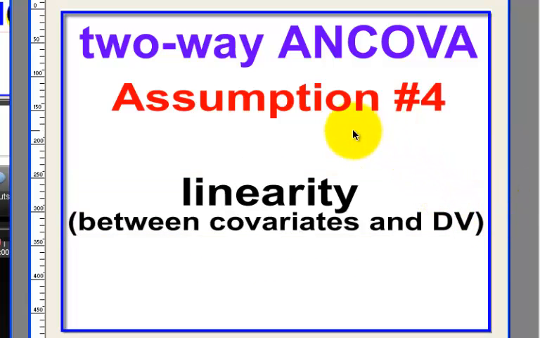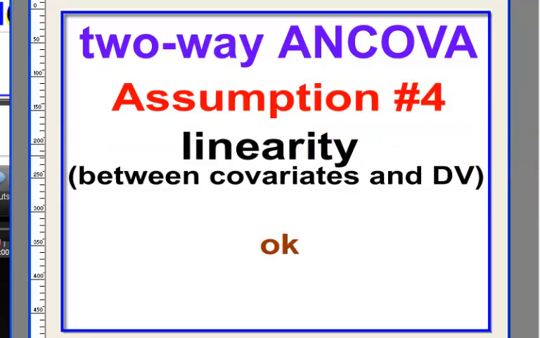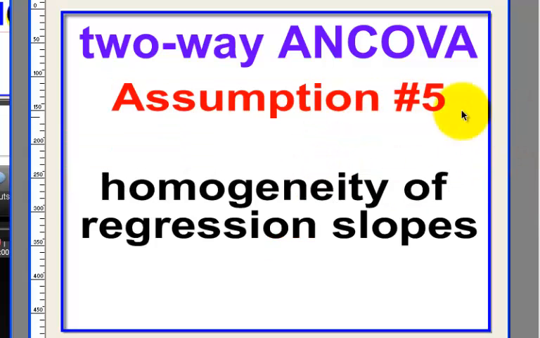Assumption number four, linearity between the covariates and the DV. Same thing. I'm going to determine which of the variables is a covariate before I test this one. Okay. And the same with this one, homogeneity of regression slopes. So let me start with the ANCOVA. Okay, so let me switch over to SPSS.